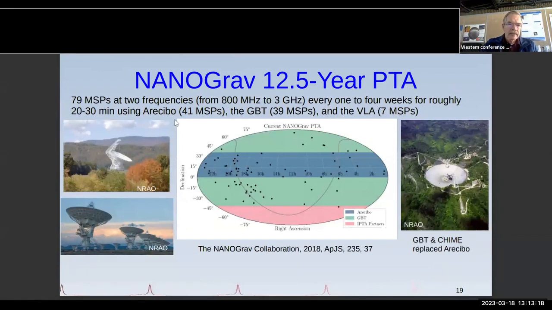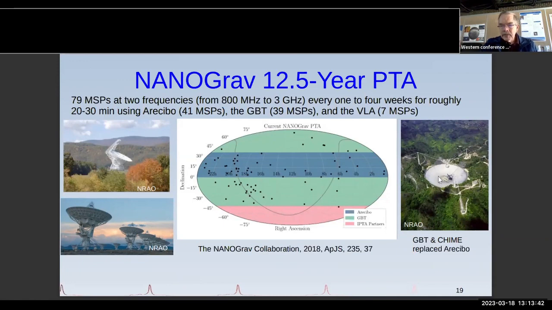Each collection is about 20 to 30 minutes. Arecibo actually had 41 of the pulsars. Green Bank over here had 39, and VLA had a few. And this is just a sky map showing the location of these. Obviously, in the southern hemisphere, like Parkes, we'll have a lot of them down here in the south.